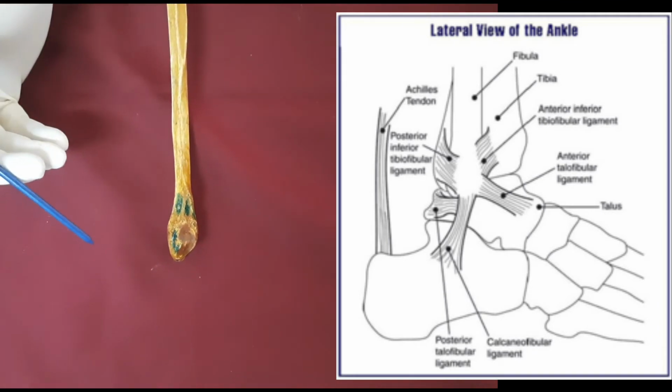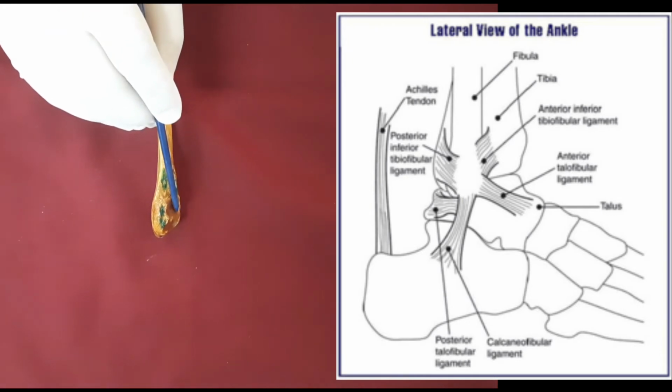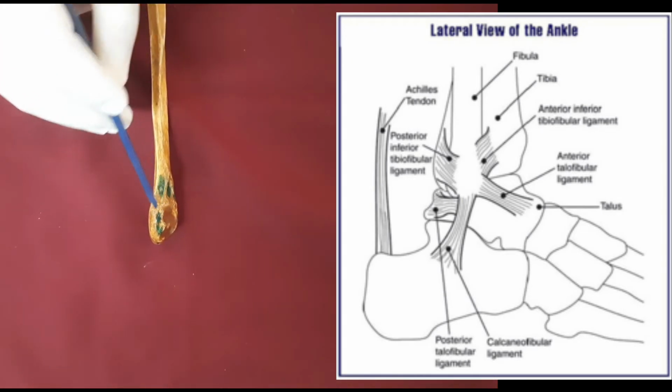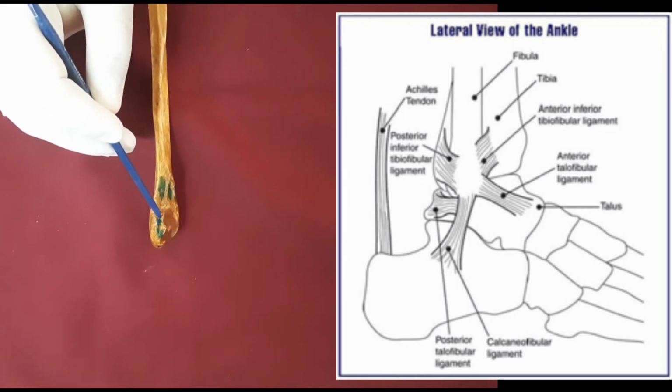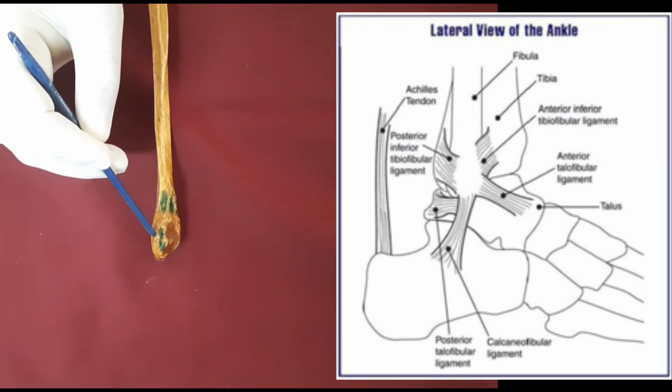Now coming to the attachment over the lateral malleolus itself. The area anterior to the articular facet will give attachment to the anterior talofibular ligament.